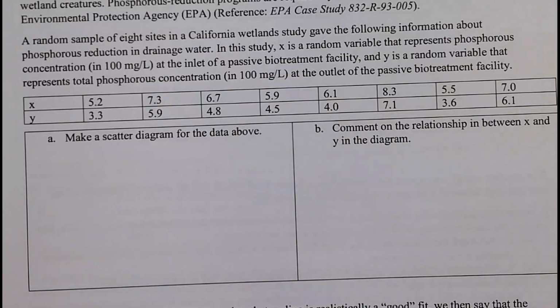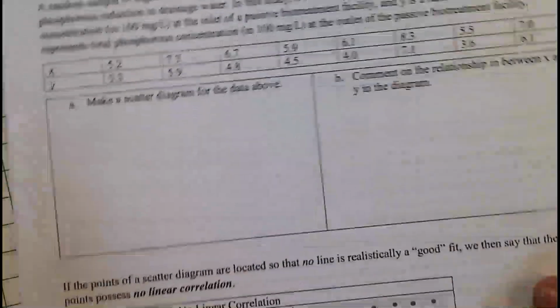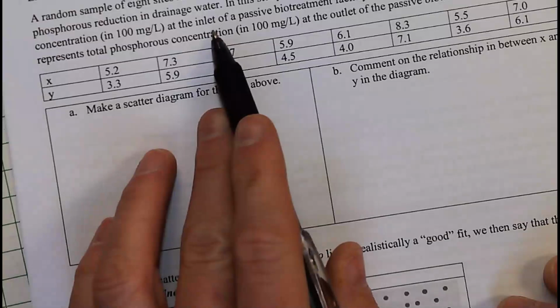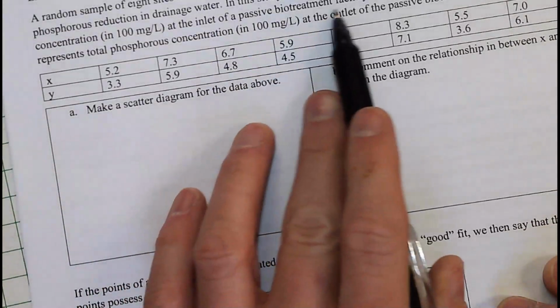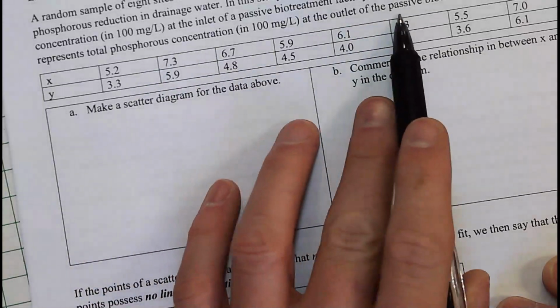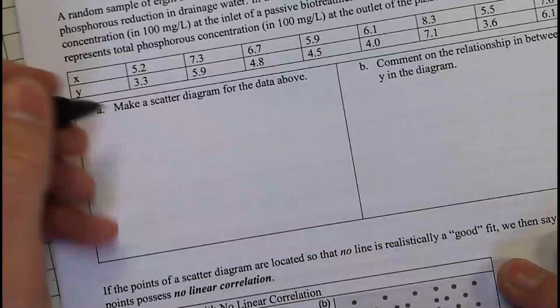And so we've got a random sample of 8 sites in a California wetland study that gave the following information about phosphorus reduction in drainage water. In the study, X, the random variable, represents phosphorus concentration in the inlet of a passive biotreatment facility, and Y, the random variable, represents total phosphorus concentration in the outlet of a passive biotreatment facility. So make a scatter diagram.